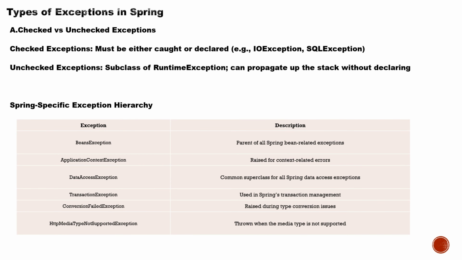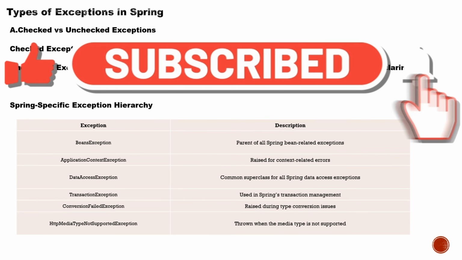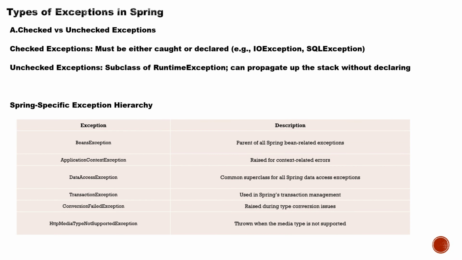Now very specific to Spring Boot, let's look at the exception hierarchy. We have many exceptions. One is BeansException, which is considered one of the parents of all bean-related exceptions, because this is related to the beans you're trying to initialize.